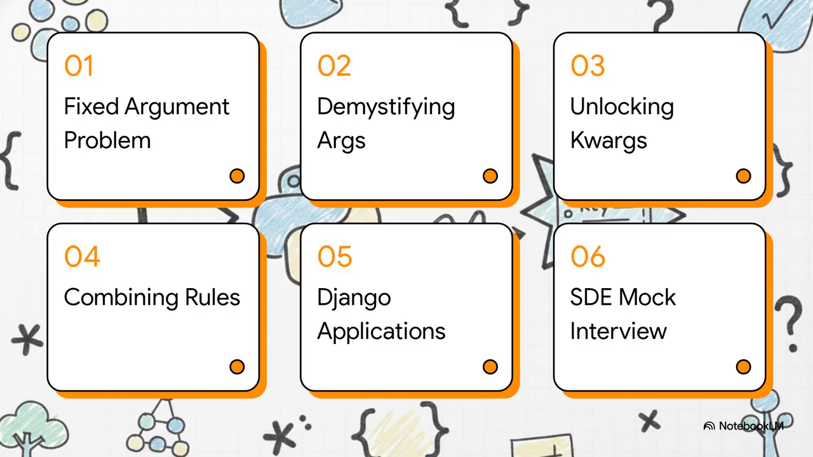So here is our game plan for this session. 1. The fixed argument problem. 2. Demystifying args. 3. Unlocking kwargs. 4. Combining rules. 5. Django applications. And finally, 6. The STE mock interview. Let's just jump right in.